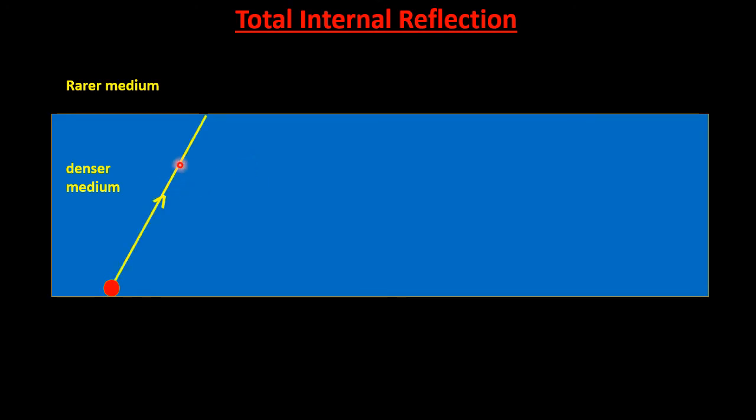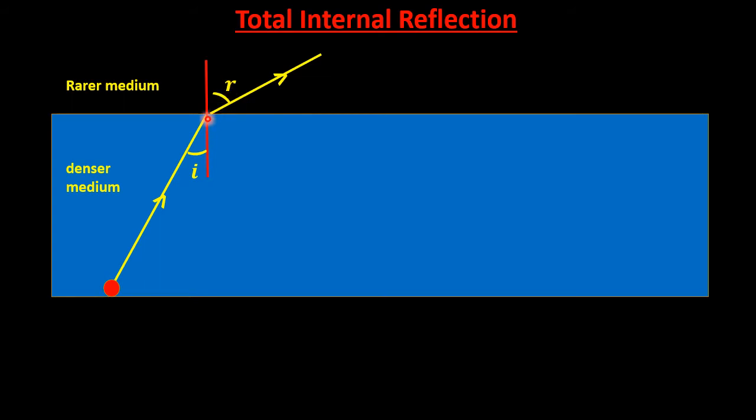So if this is a ray which is incident at the interface, then in order to draw the refracted ray, we must draw the normal. And as we already know, the ray of light which travels from denser medium to rarer medium will bend away from the normal. So we will get this as a refracted ray. And this is the angle of incidence and this is the angle of refraction, which are denoted by I and R.